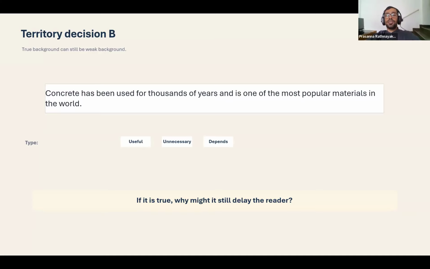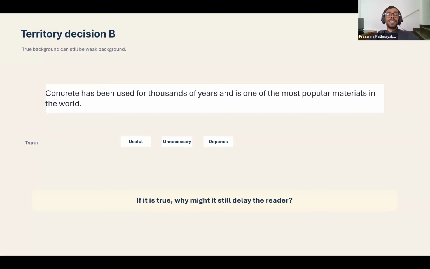This sentence is not wrong, but a sentence can be true and still be poor in territory if it delays the reader from entering the real research problem. I'm giving you too much information before you.